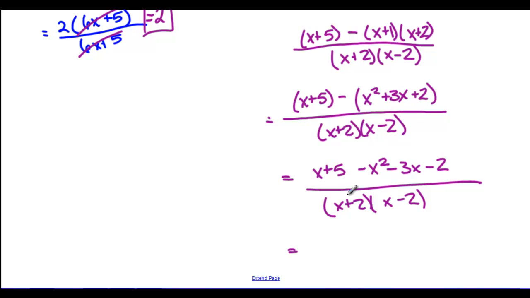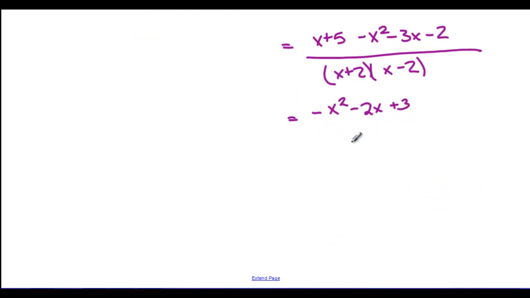Okay, so we're going to combine our like terms. So we're going to have a negative x squared. We have a negative 3x and a positive x, so minus 2x. We have a positive 5 and a negative 2, so that's going to give us a positive 3. And again, this is all over x plus 2, x minus 2.